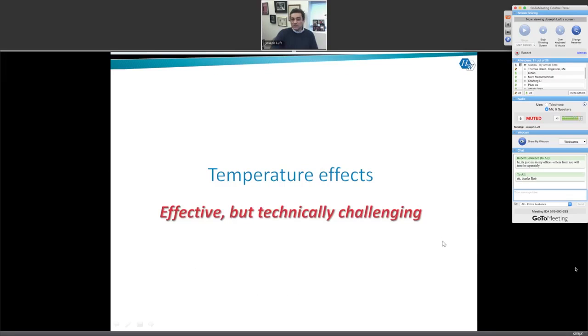Temperature effects can be very effective, especially with batch experiments, to alter the outcome of the experiment.